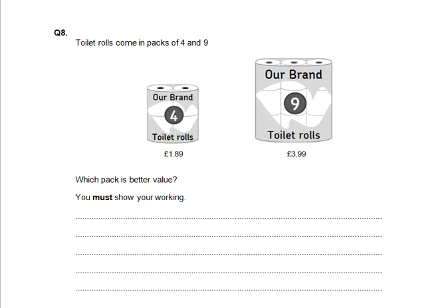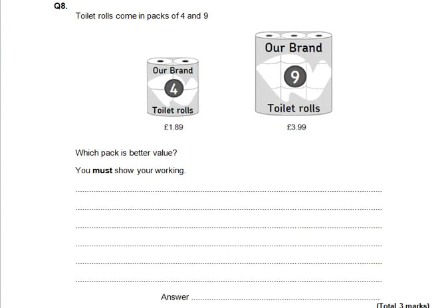Question 8, toilet rolls come in packs of 4 and 9. Which pack is better value? So we get 4 in here. So what we might do is just work out what one toilet roll costs. So £1.89 shared by 4 will tell me what 1 is equal to, and £3.99 divided by 9 will tell me how much 1 costs in this one. So if I put 1.89 divided by 4, I get 0.465.